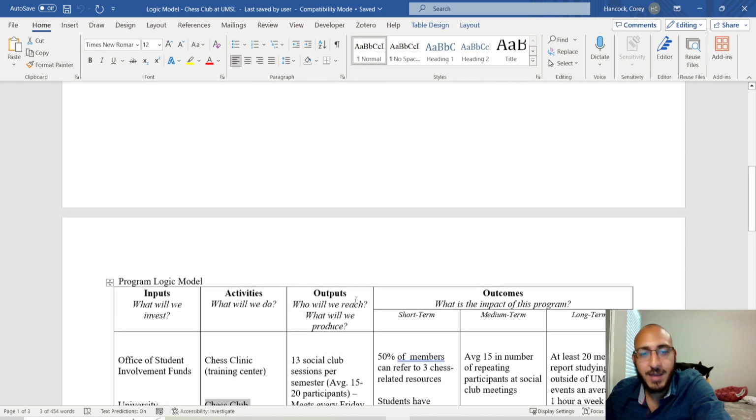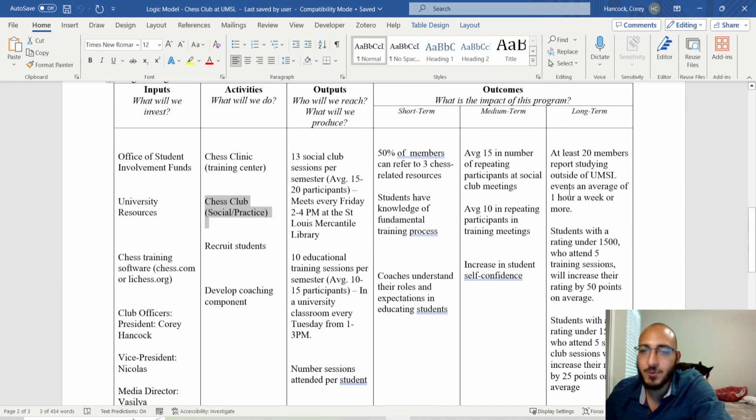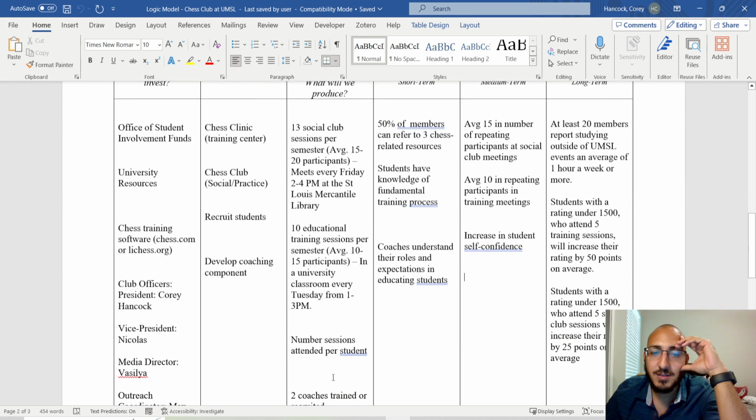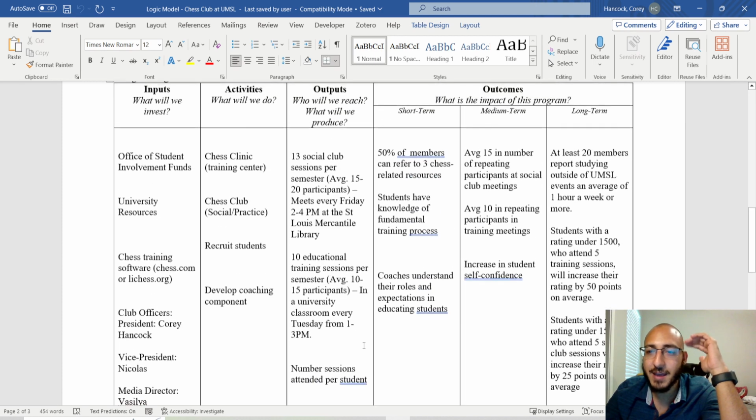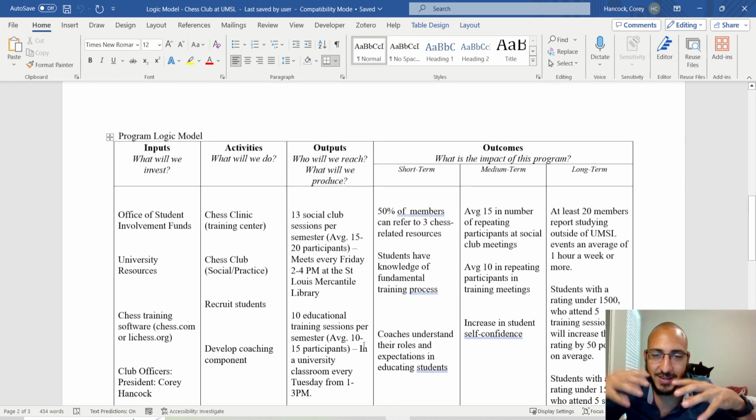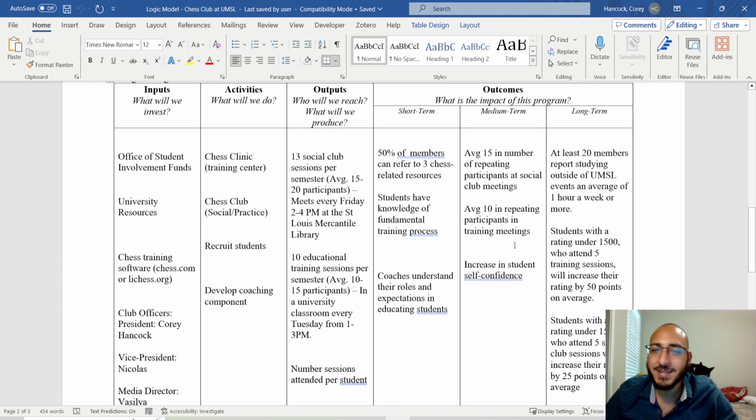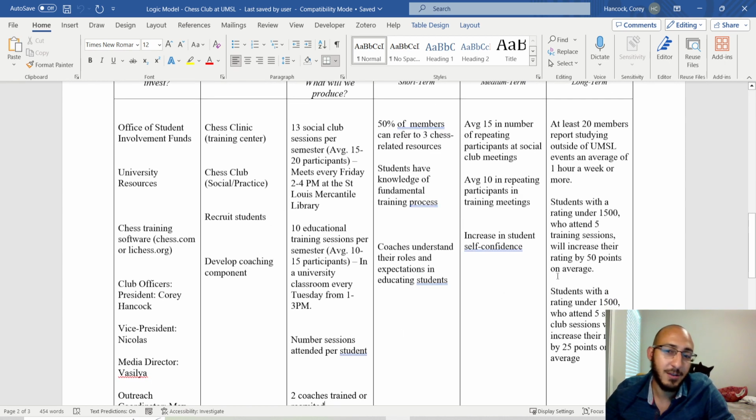Okay. So that is my logic model. I'd be interested to hear what your feedback is, because I've been playing chess my whole life. I am very much in that chess bubble. So it'd be nice to hear some outside perspectives of what you think I may have missed and other aspects that you think would be important to help students out.